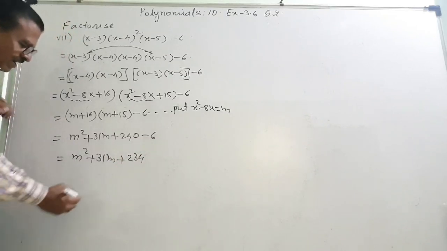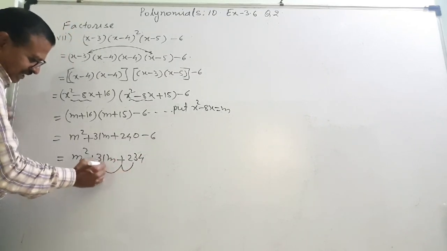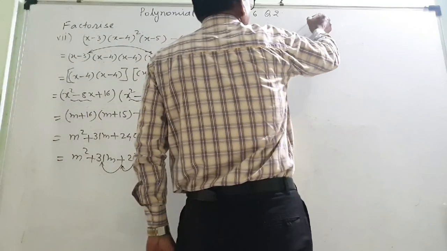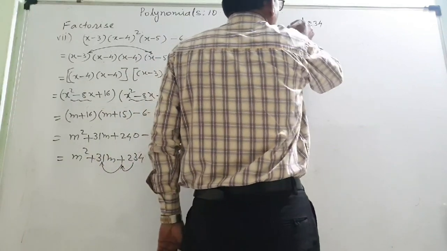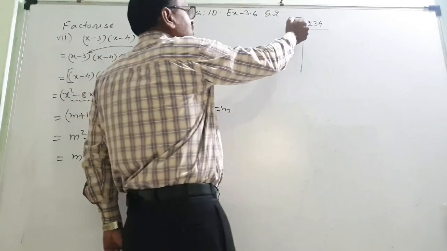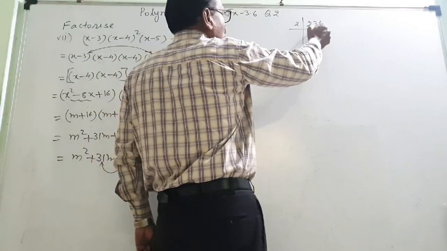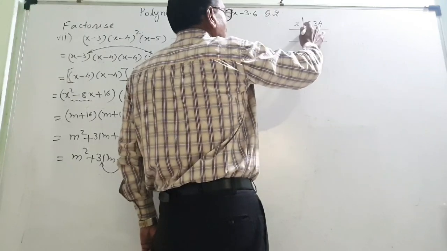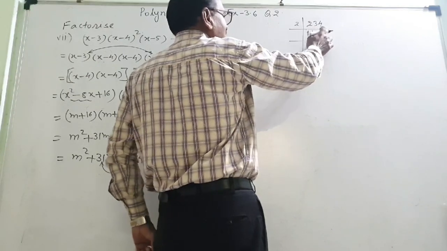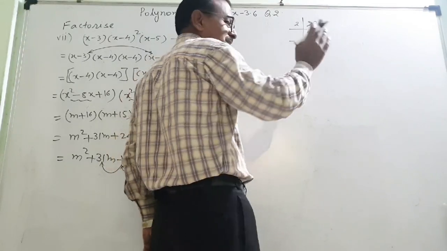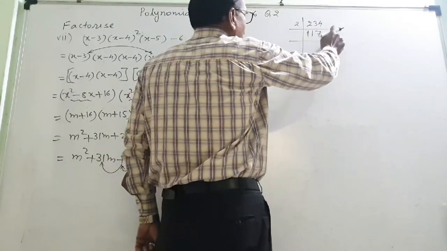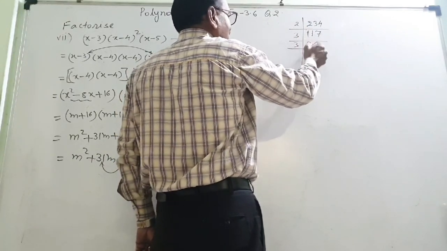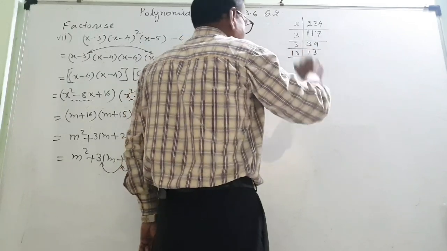Find the factors of 234 such that their addition is plus 31. So I will factorize 234. By 2 I can divide: 2 ones are 2, 2 sevens are 14, 117. Then whether I can divide by 3 or not, yes, 1 plus 1 plus 7 is 9, and 9 is in the table of 3. So I can divide the whole number by 3. 3 threes are 9, 3 thirteens are 39. Again by 3: 3 ones are 3, 3 thirteens are 39, and 13 ones are 13.